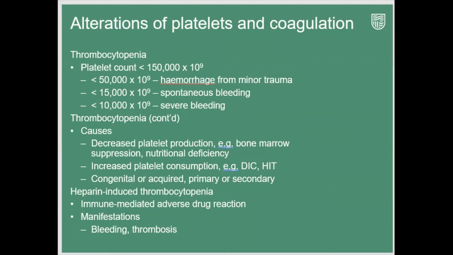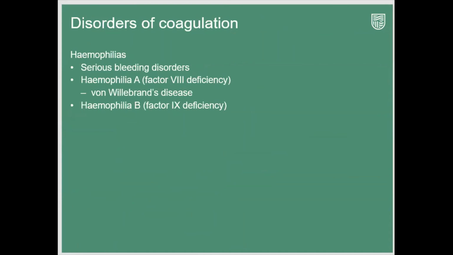Okay, the next thing we're going to look at is hemophilia. There are 2 kinds of diseases that we'll look at: hemophilia and von Willebrand disease, which are the most common inherited disorders of bleeding. Hemophilia affects 1 in 5,000 males, and von Willebrand 1 in 1,000.